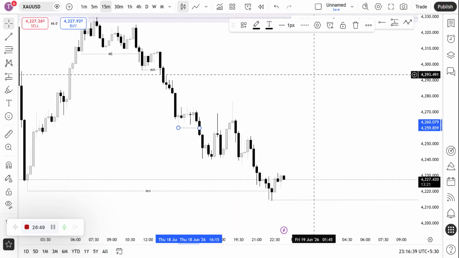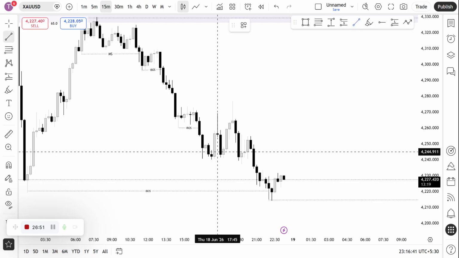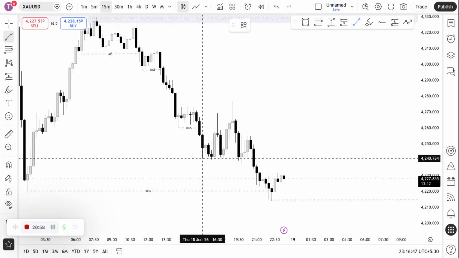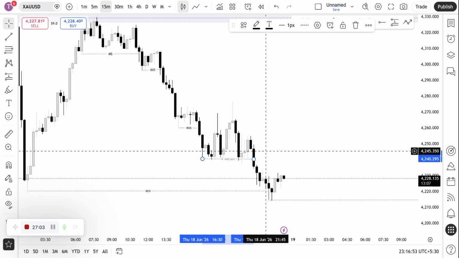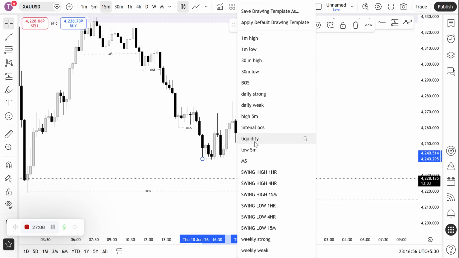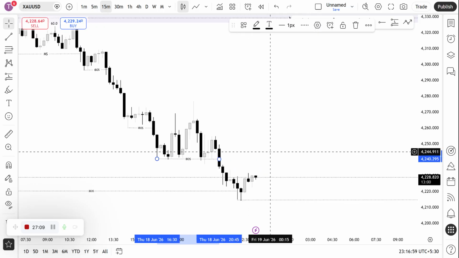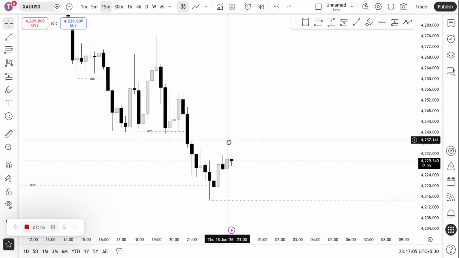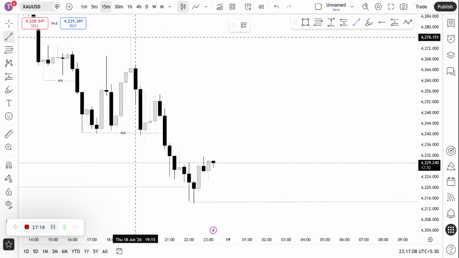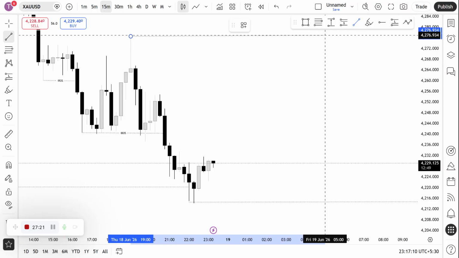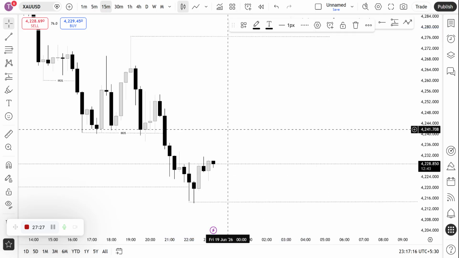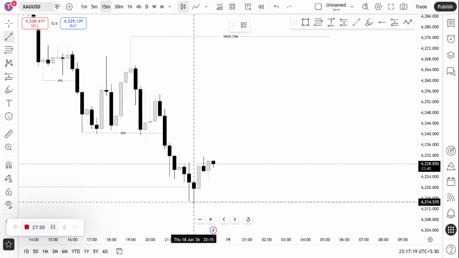It breaks the structure, and then again market reaches this point, tries to push to the upside and then comes back here. So which means this one is the internal breakout structure. As you can see, this is the last breakout structure inside the 30 minutes time frame. Right now I can see that this one is my last high on my 15 minutes time frame, and this one is my last low on my 15 minutes time frame.